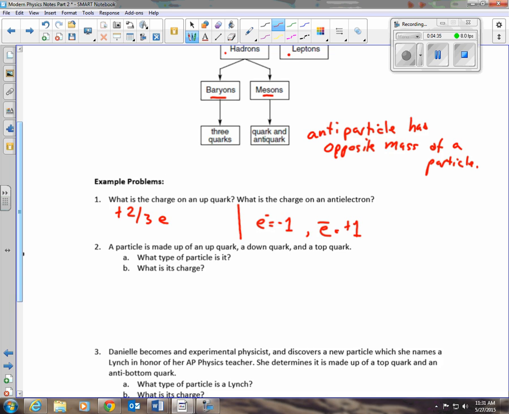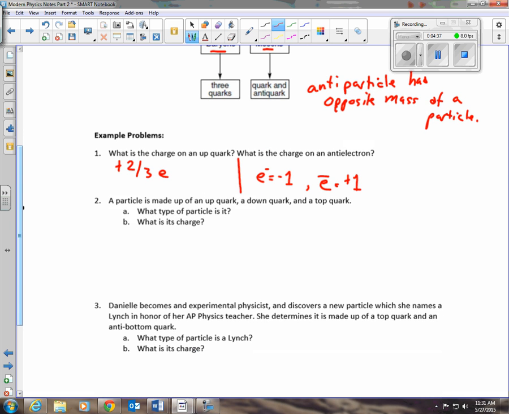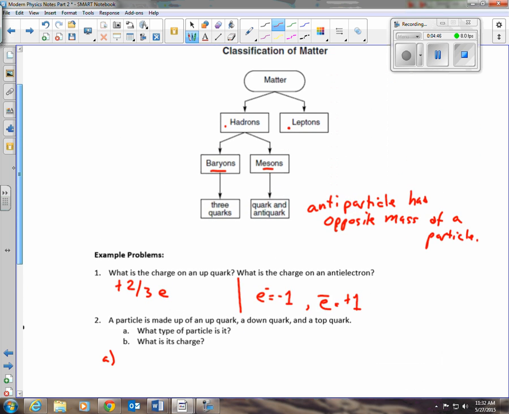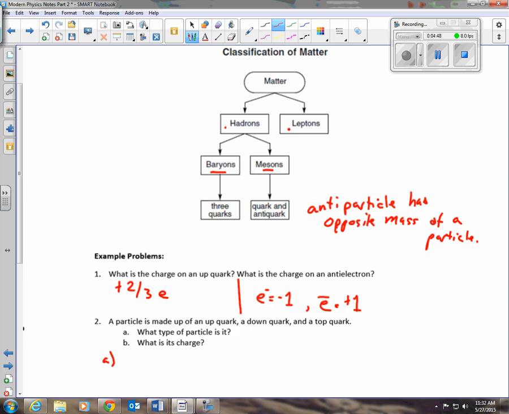Now, the particle is made of an up quark, a down quark, and a top quark. What type of particle is it? So for part A, again, I'm not asking for the name, okay? I'm just asking for its classification. So it's made up of 1, 2, 3 quarks, up and down and top. It's made up of 3 quarks. I call it a baryon.